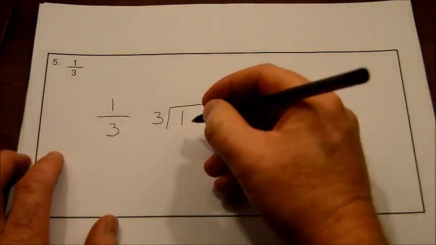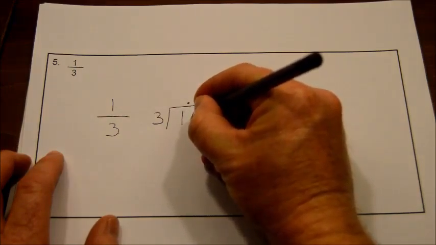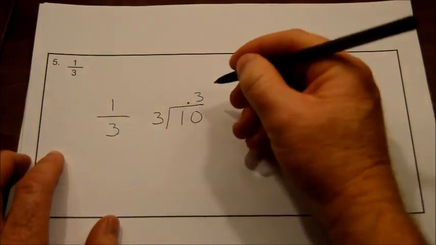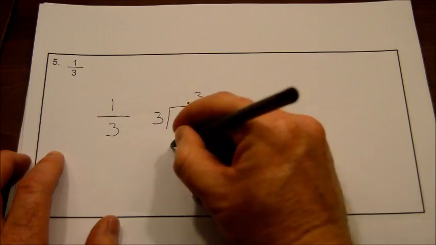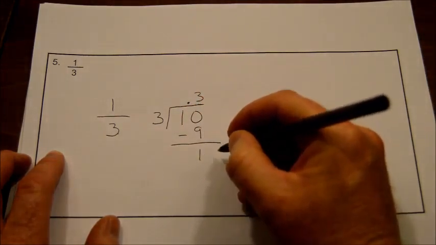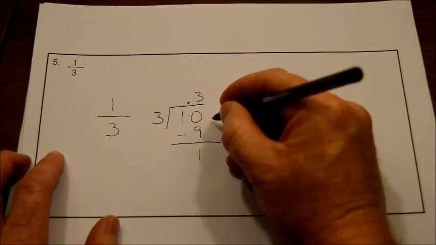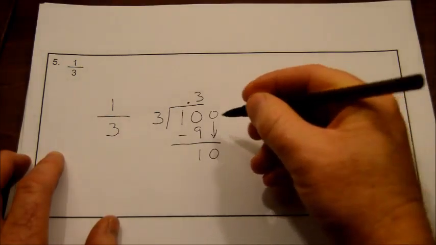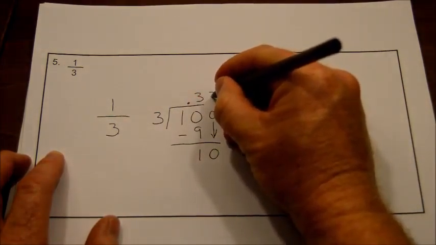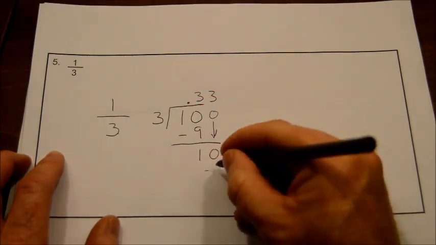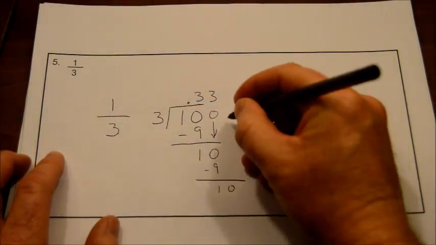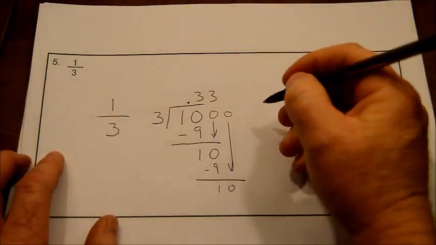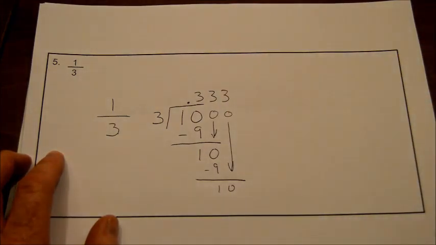Well, 3 won't go into 1, so we have to add a decimal and add another 0. 3 will go into 10, 3 times. 3 times 3 is 9. We've got a remainder of 1. We're going to have to add a 0 and bring it down. Then 3 will go into 10 3 times. 3 times 3 is 9. Bring down another 0. Wait a minute, this is just going to keep going on forever. This is a repeating decimal.